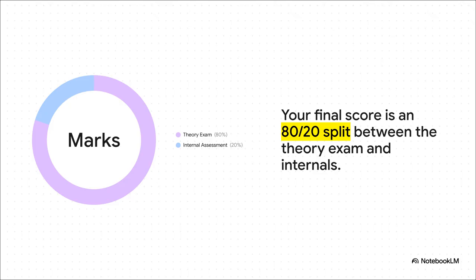But the big one, the main event, is that 80-mark theory exam. And that 80, that's our target. This is the main battlefield, you guys. This is where the game is truly won or lost. So our whole strategy today is going to be laser-focused on how to absolutely crush those 80 marks.